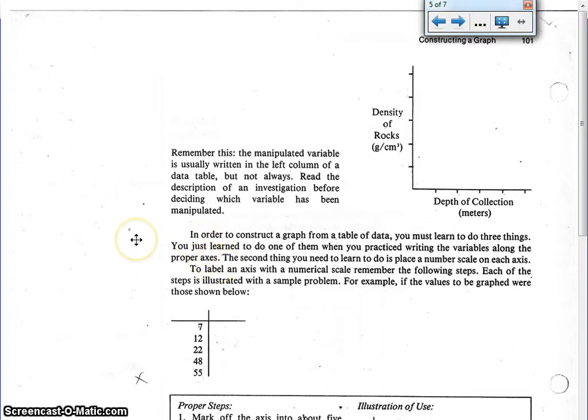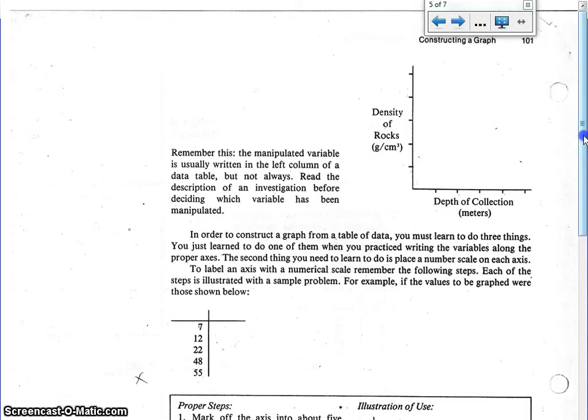In order to construct a graph from a table of data, you must learn to do three things. You've just learned one of them when you practice writing the variables along the proper axes. The second thing you'll need to do is place a number scale on each axis. To label an axis with a numerical scale, remember the following steps. Each of the steps is illustrated with a sample problem. For example, if the values to be graphed were shown below.